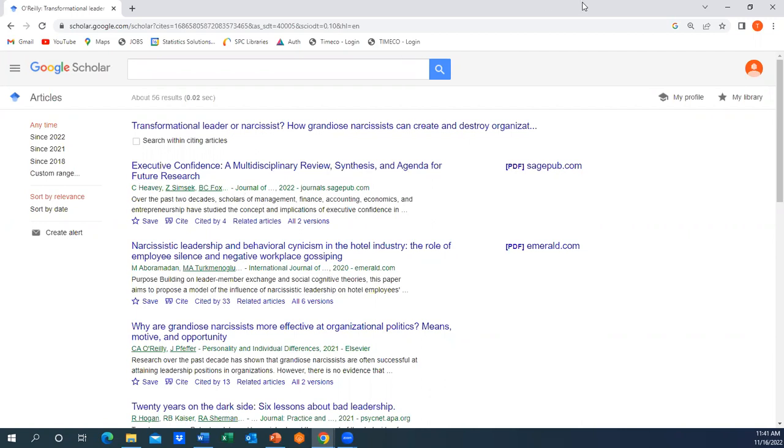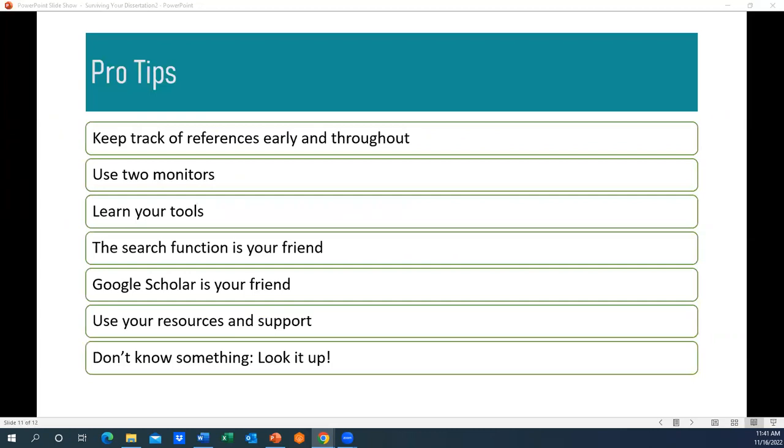Okay. So Google Scholar, helpful. Again, your whole search doesn't want to be predicated on Google Scholar, but it is helpful. Use your resources and support.